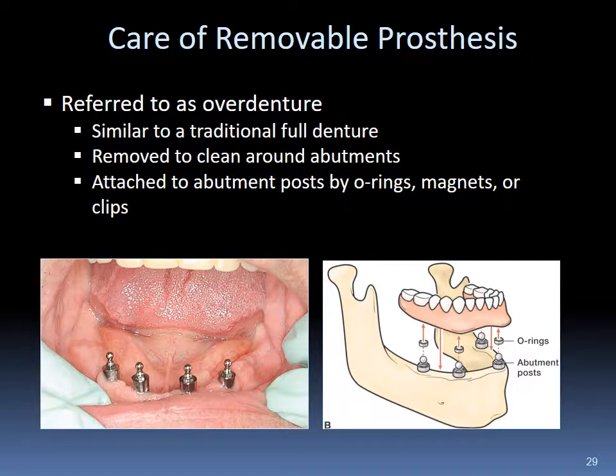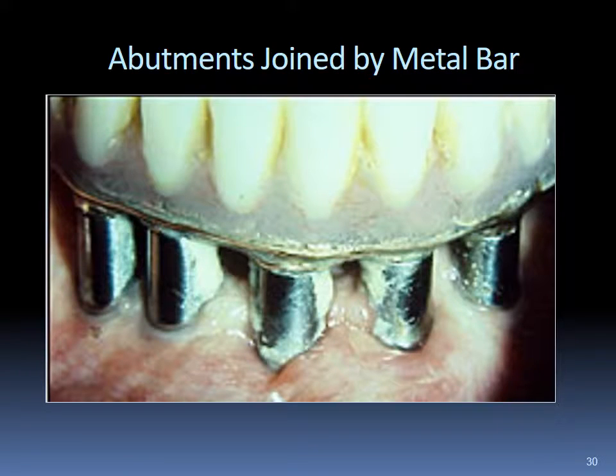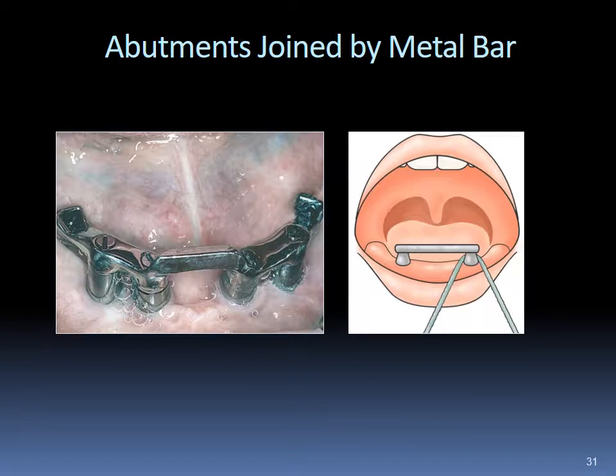In the care of the removable prosthesis, also known as an overdenture, the procedures are similar to traditional full dentures. In all maintenance appointments, the overdenture must be removed and cleaned, as well as the abutments. The attached abutment posts are prepared to support the overdenture by O-rings, magnets or clips. The accumulation of biofilm and calculus is common with abutments joined by a metal support bar. Cleaning around the abutment metal bar can be performed by using superfloss, thin yarn and other flossing aids to sweep under the bar and remove biofilm accumulation.